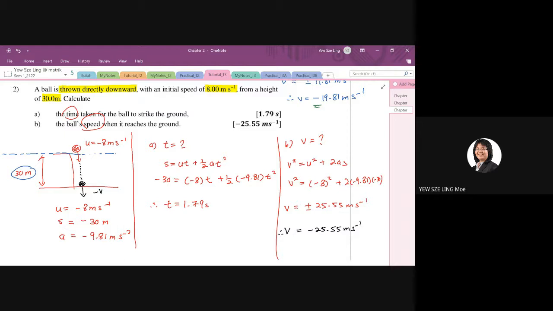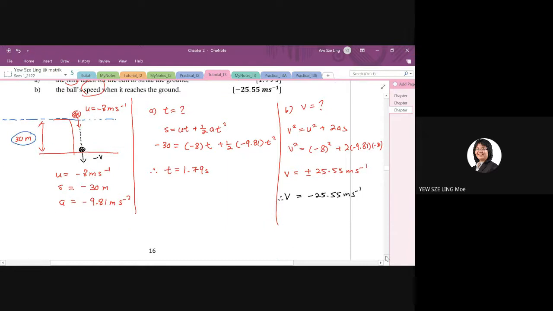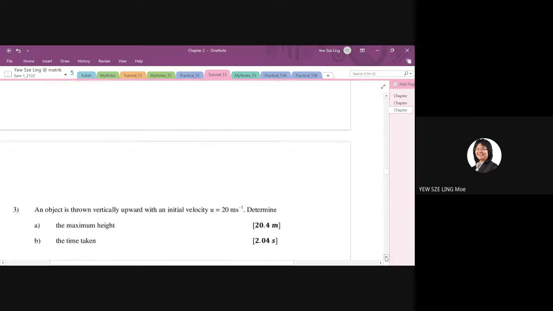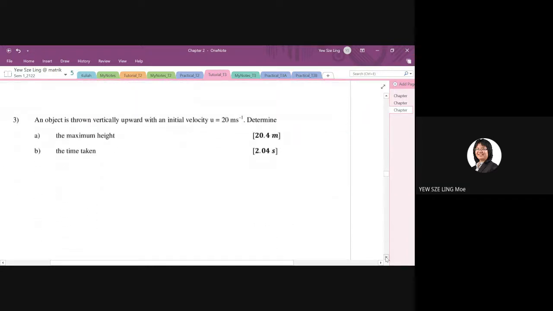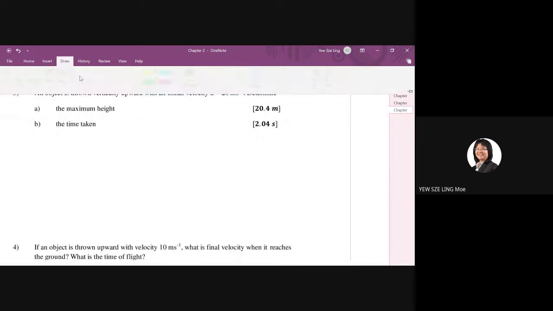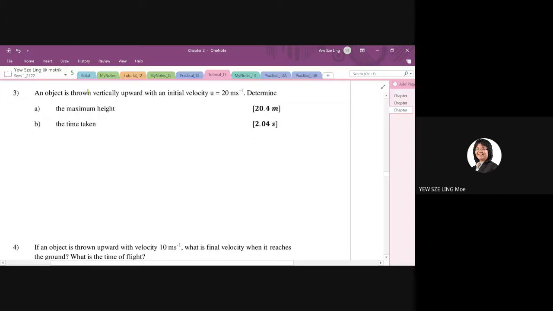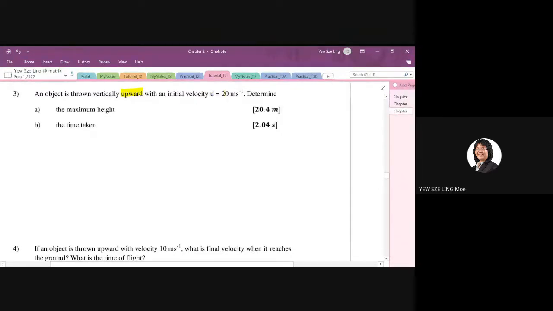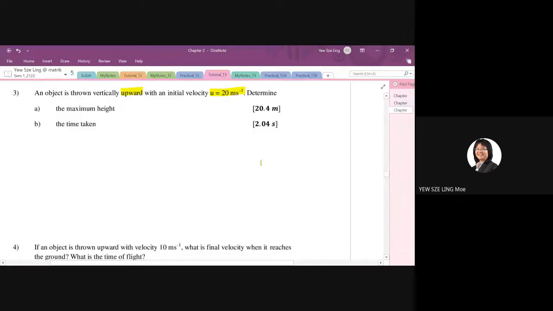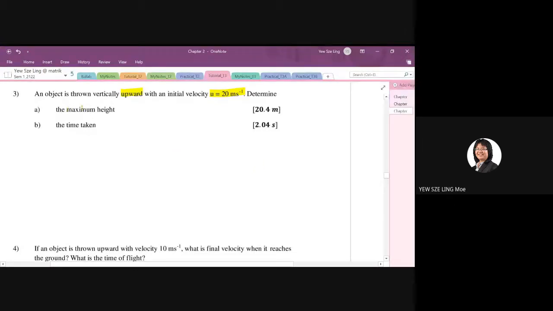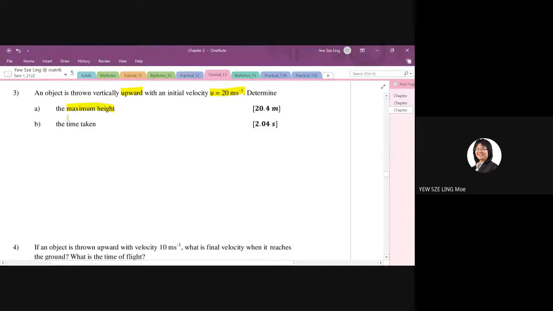Next, this question is still considered quite simple. This one, we throw something downwards, objects moving down. Starting from question 3, now your object is moving up. So let's see, how are we going to solve it? Now you throw an object vertically upward with an initial velocity u equals 20 meters per second. Determine the maximum height and the time taken. So let us draw a diagram first.